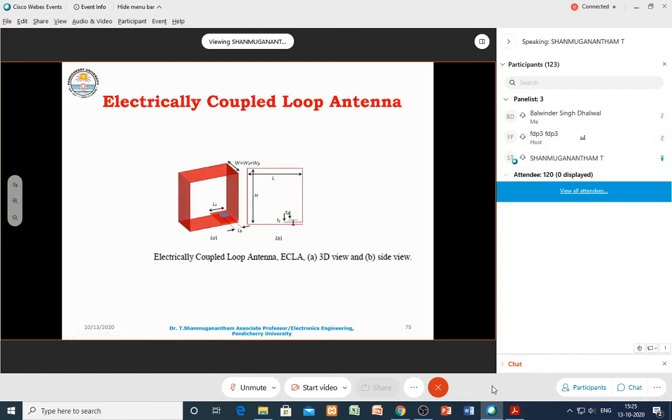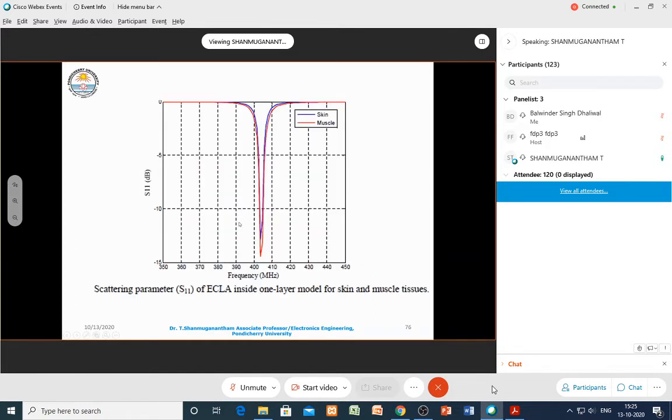So another one is the mixband example. This is the design for the electrically coupled loop antenna. Here the rectangular loop we considered for this design. So we designed with the skin and muscles, particularly for 405 MHz mixband applications. So the electrically small loop antenna was designed in this case with the skin and muscle.